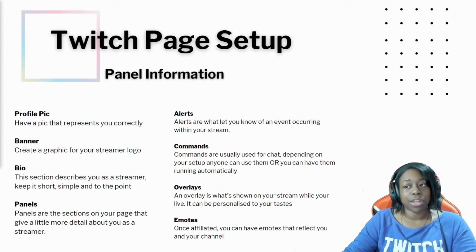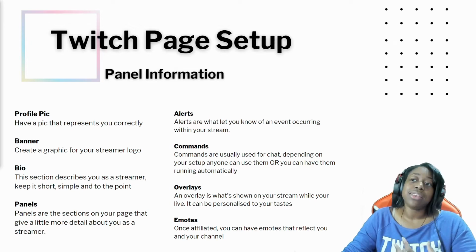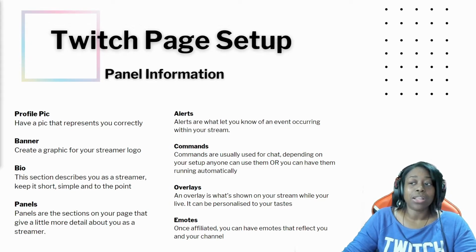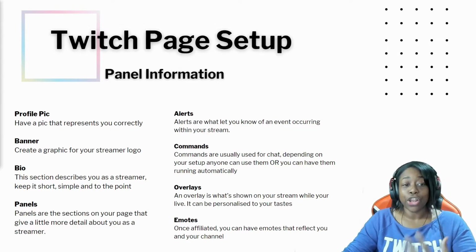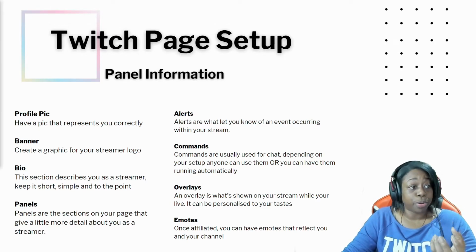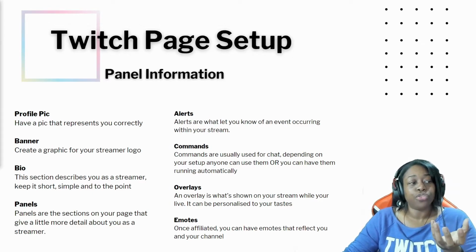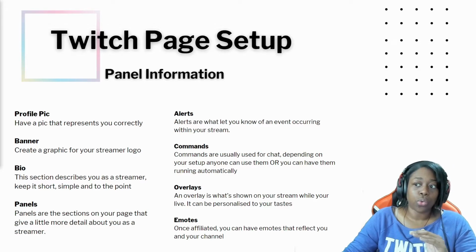Alerts. Obviously, you guys have seen my alerts. Alerts are what let you know of an event occurring within the stream. So when somebody subscribes, when somebody donates, when somebody follows, when somebody redeems something, when someone gives you bits, these are the things that will happen within your stream. And when this does happen, it allows you as a streamer to react and say hello. And it allows you to acknowledge the person that's performed the act. And that really does have a lot of leverage with people. So that is also a positive.